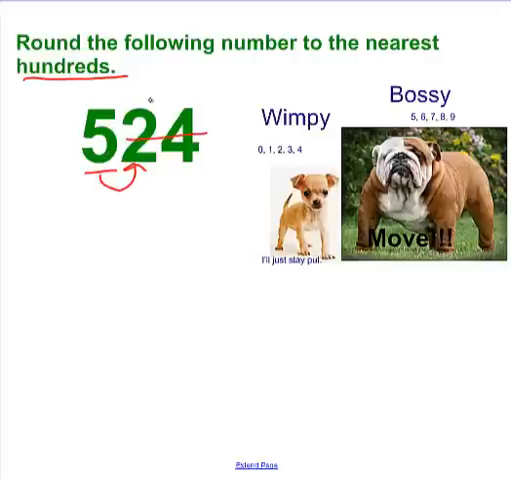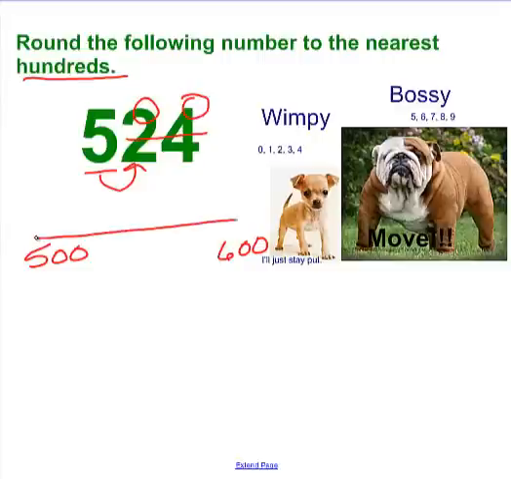Every digit behind it has to turn to a 0 because the original number, 524, is in between 500 and 600. We were asked to find the nearest hundreds. This is 500 and 600. And 524 is about right here, and it is closer to 500 than it is to 600.